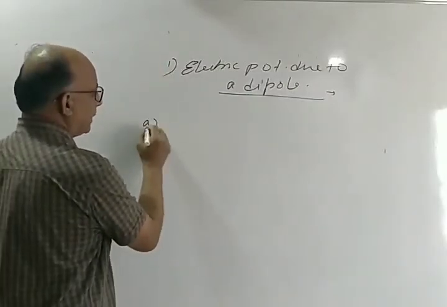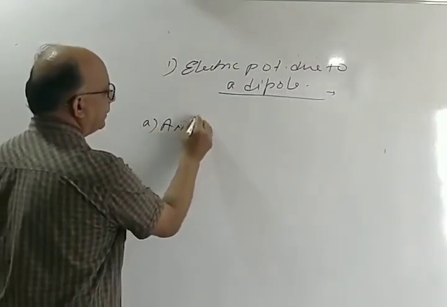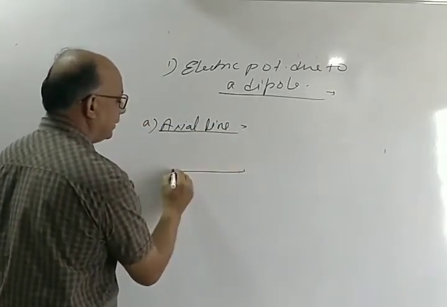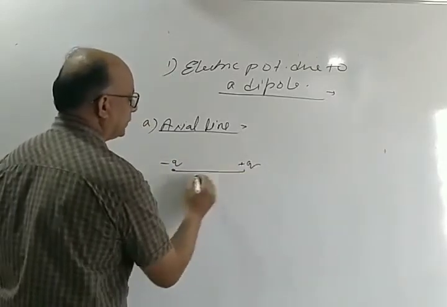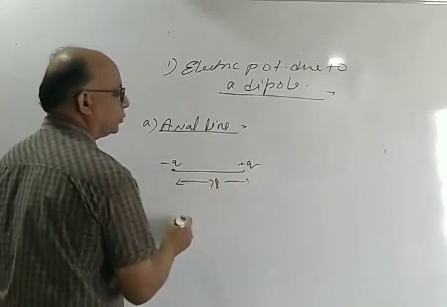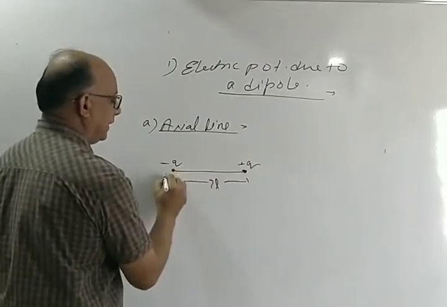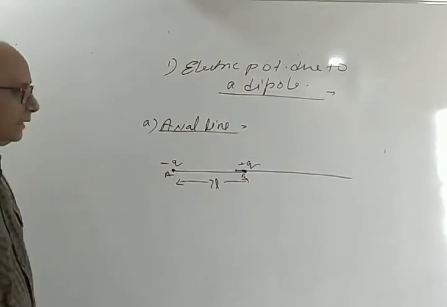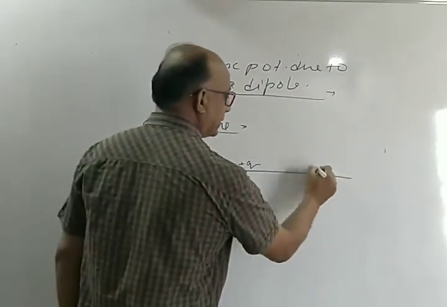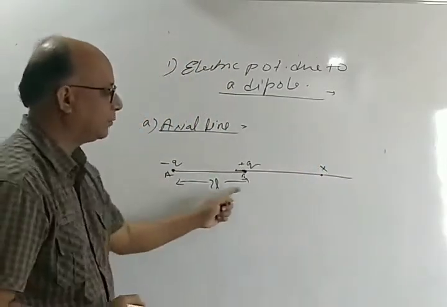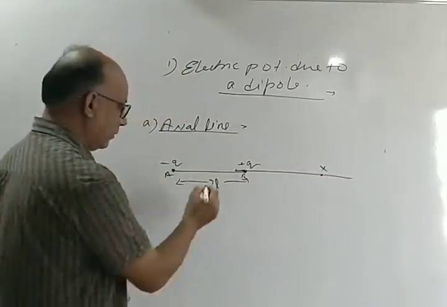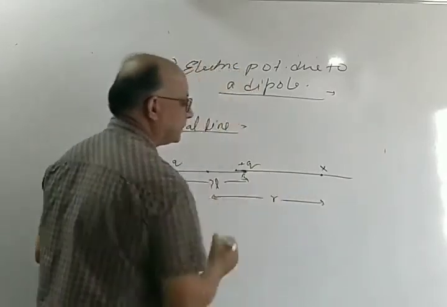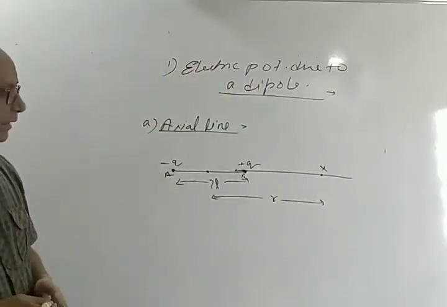When we talk of the case that is the axial line, you know what an axial line is? If this is a dipole, minus q charge is here, plus q charge is here, the separation is 2L, this point is A, this point is B, then this line is the axial line of the dipole. Let us consider a point X here. You want to calculate the electric potential at this point. Now, this is the midpoint of the dipole. From the midpoint of the dipole, let this separation be R.